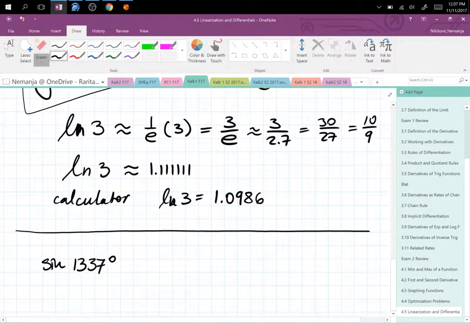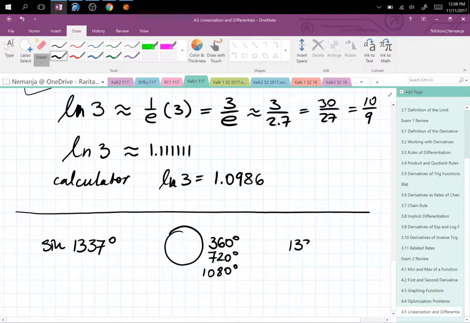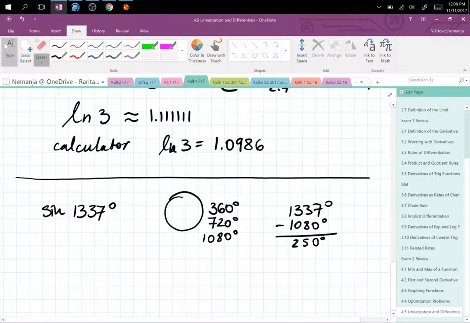1337 degrees. It's okay. The full revolution of a sine is 360 degrees. So you have 720, and then 360 is 1080 degrees. So now 1337 degrees minus 1080 degrees is going to be 257 degrees. So sine of 1337 is the same as the sine of 257 degrees.